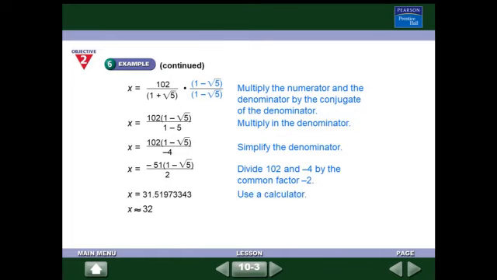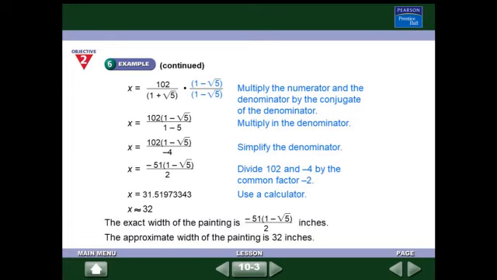You can use your calculator to simplify further. That is x equals to 31.9733, or that is x is approximately 32. So the exact width of the painting is negative 51 times 1 minus the square root of 5 over 2 inches, and the approximate width of the painting is 32 inches.